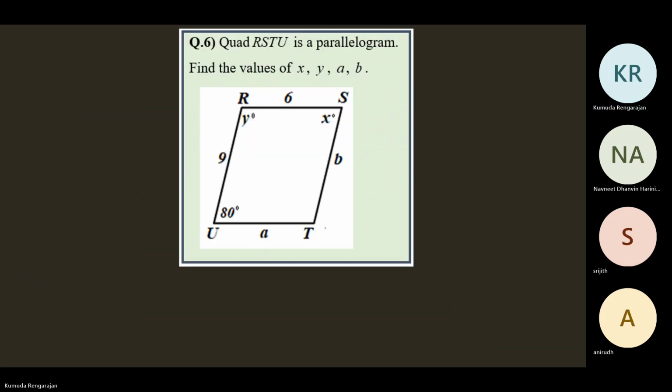This is the next one. Quadrilateral RSTU is given to be a parallelogram. What is the measure of angle X? Ma'am, 80. Correct, because angle S is equal to angle U. Opposite angles are equal. So X is equal to 80 degrees.